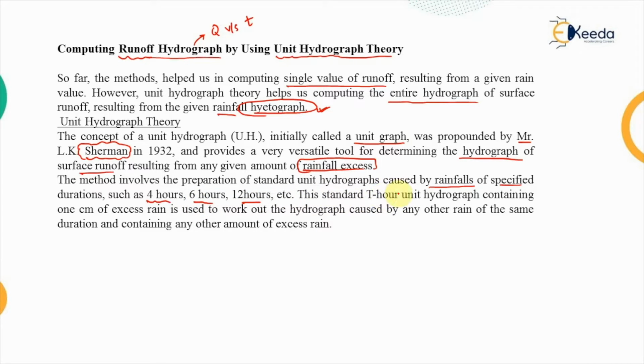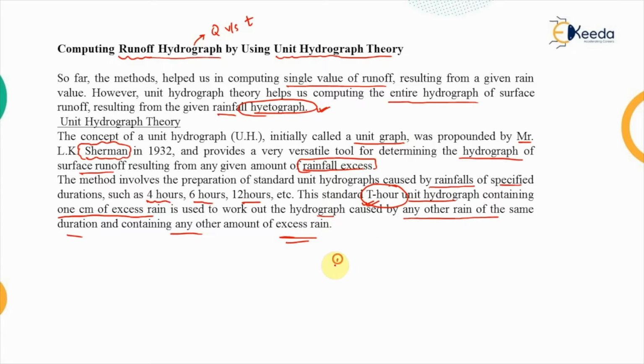Now this is the standard T hour unit hydrograph. So this T may be variable, but this value will always be unity, which is the rainfall excess. Now this unit hydrograph, which contains 1 centimeter of the excess rain, is used to work out the hydrograph caused by any other rain of the same duration and containing any other amount of the excess rain.